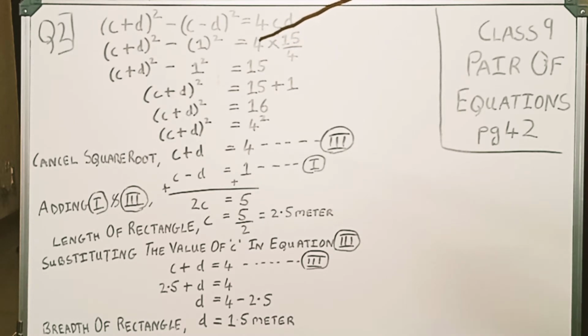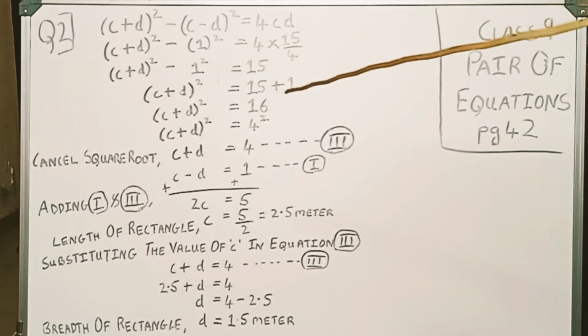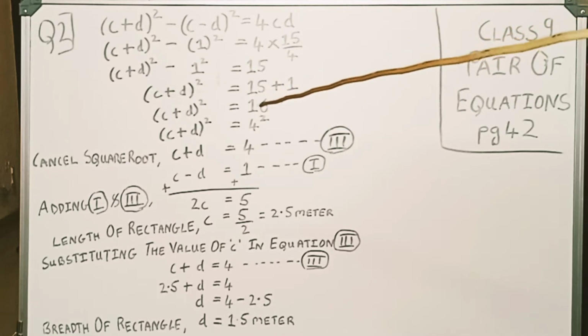Okay, so 4 and 4 will get cancelled. Numerator 4 and denominator 4, as we had seen previously, will get cancelled, and we get this statement: C minus D whole square minus 1 square is equal to 15. Okay, so this 1 square is 1 itself. When it goes to the opposite side, it will become plus. The sign will change from minus to plus. So that is why we get 16 over here.